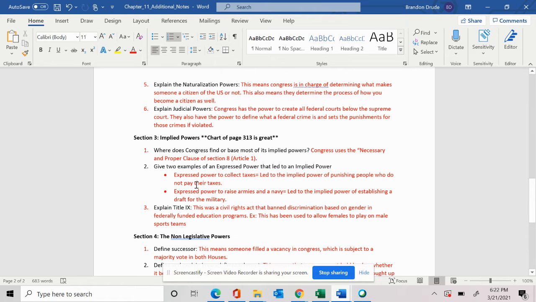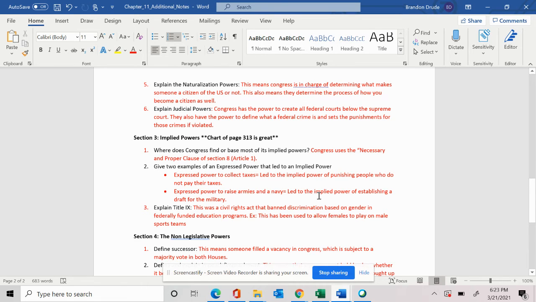Another example would be that it's expressed that Congress can raise funds for a military and a navy. Well, an implied power means that, since we have this navy, if we have a war, Congress can pass laws to make a draft. Like I remember I said this before, where people are forced into the military if there is an emergency. So that is an implied power. Implied powers can be super important and super needed in some cases.